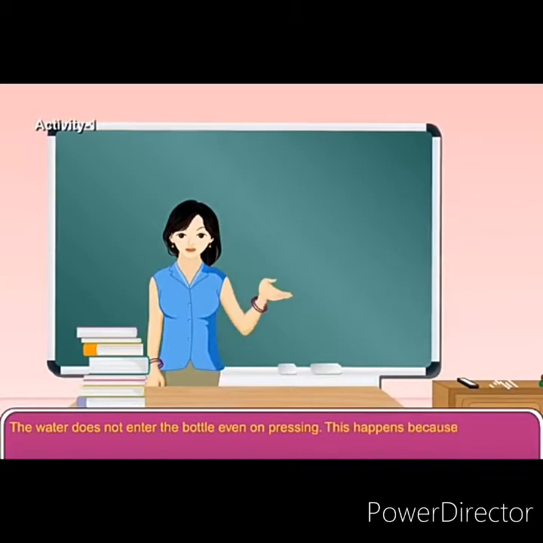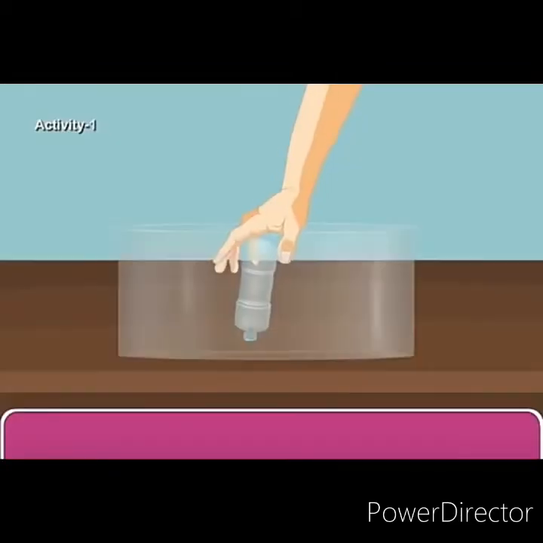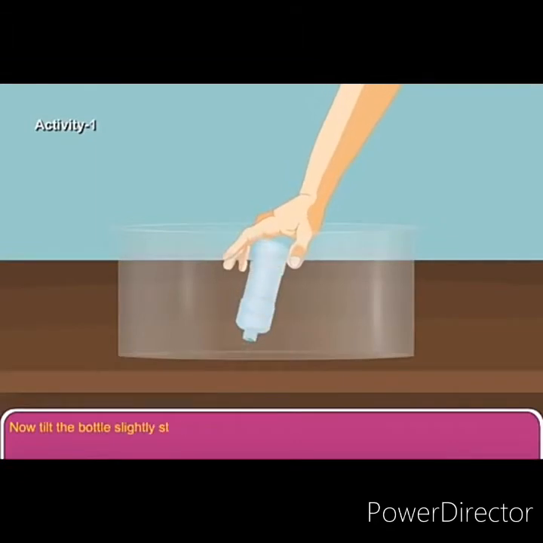This happens because the bottle is not empty. Air is present inside the bottle. Now tilt the bottle slightly, still keeping it inverted. Observe the air bubbles escape out of the bottle and water enters the bottle. The bottle will be completely filled with water when there is no air inside. This activity proves that air occupies space.